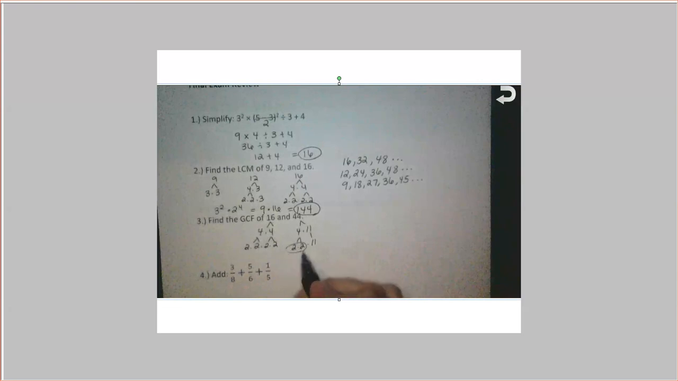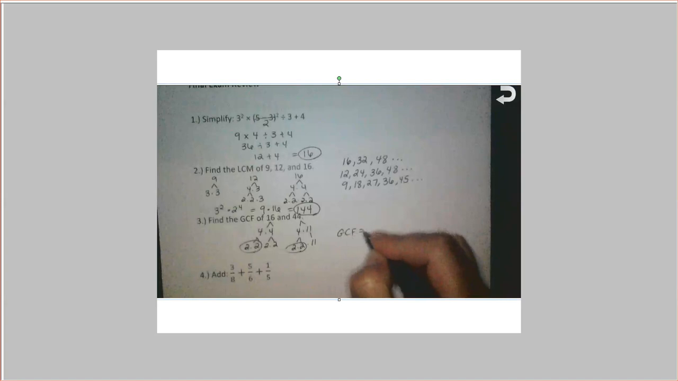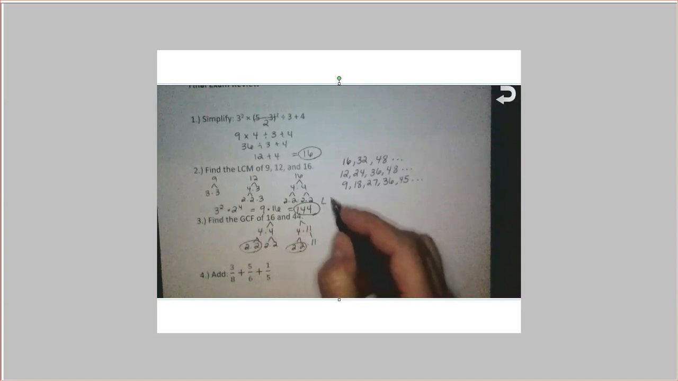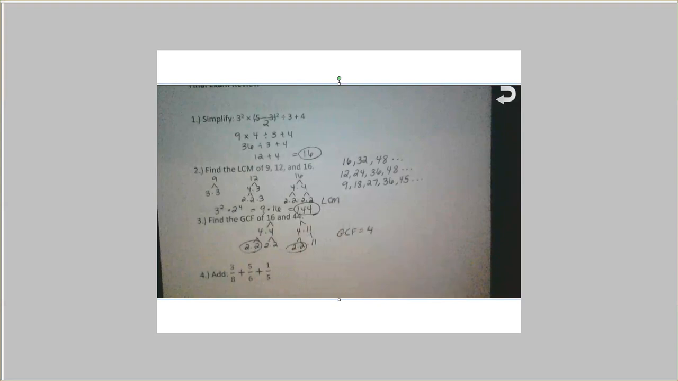So with this method, the greatest common factor is the greatest amount of factors that they have in common. Each of them have at least 2 2s. So the GCF here would be 4. 4 is the largest number that divides evenly into 16 and 44. Don't get that confused with the least common multiple.